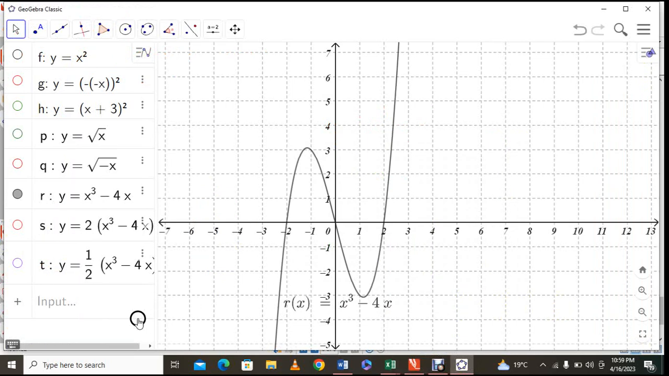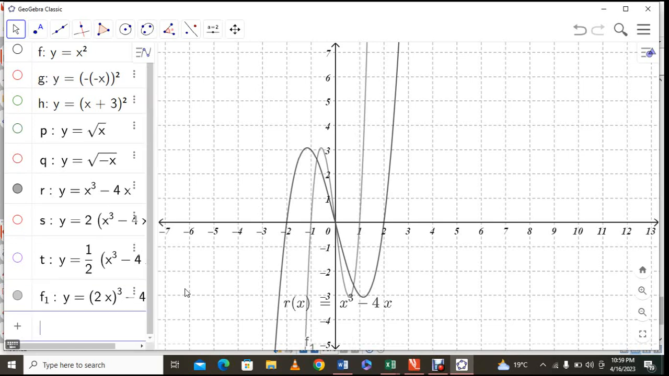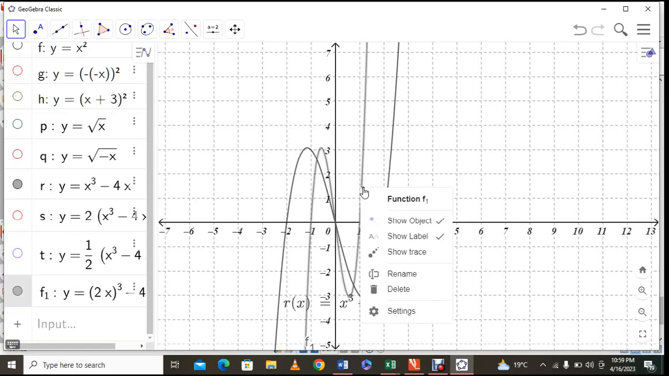So we have that function. We're going to put the same function, but with 2x, cubed, minus 4, and obviously here I said 2x. Okay, so you might see what I'm referring to. Because of that 2, you have got a compression.